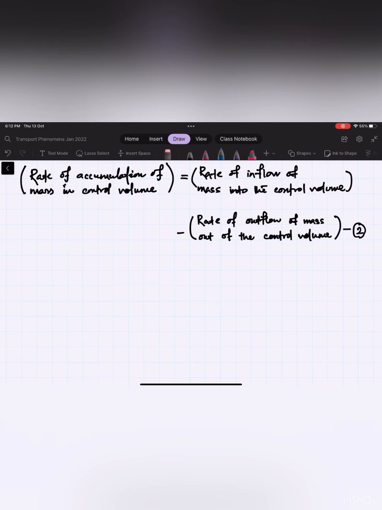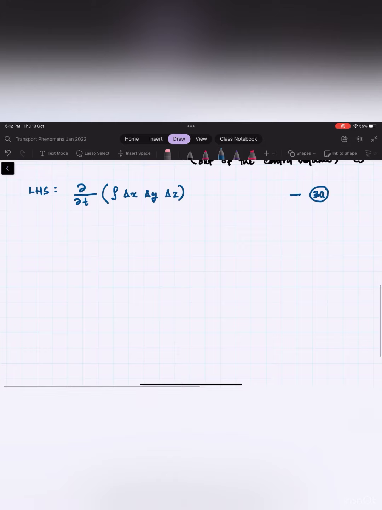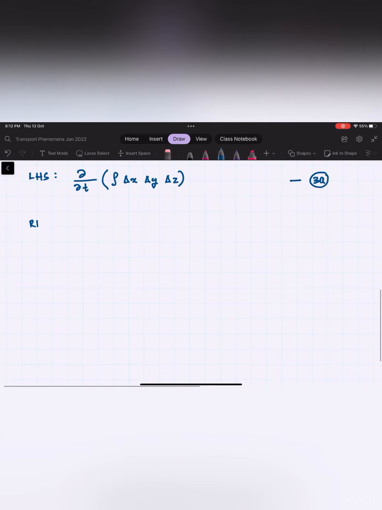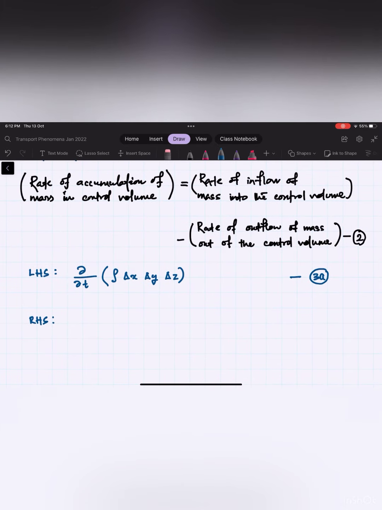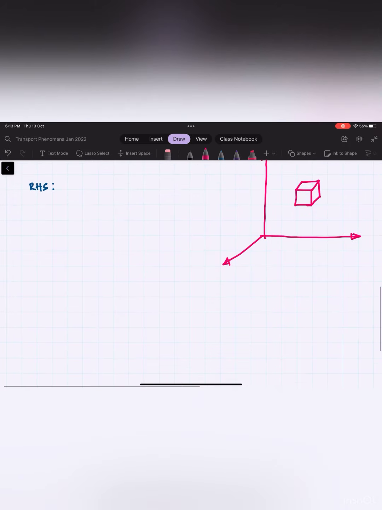Now let us write this expression in mathematical form. The left hand side could be dou by dou t of rho delta x delta y delta z, that is mass. Let's call that equation number 3a. On the right hand side we will do a little bit of surface-wise treatment, so we will write this expression in terms of the different surfaces. Let us draw the control volume here once again. So here is the control volume. As you can see, it's a cubical control volume.